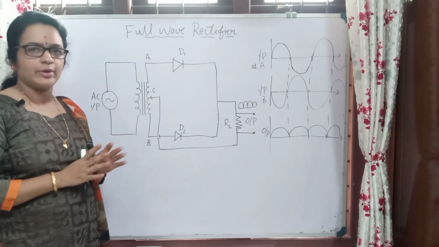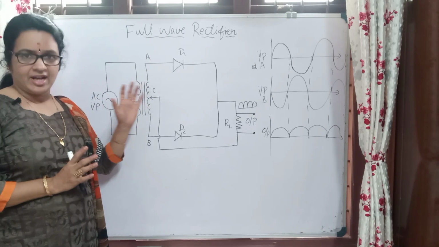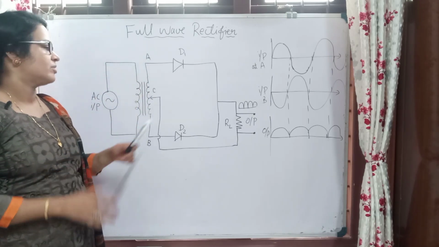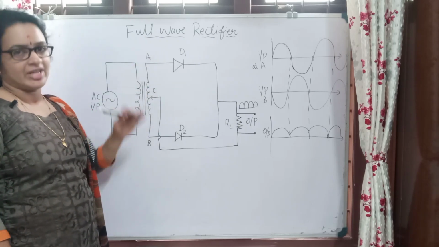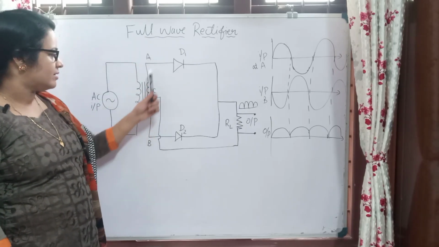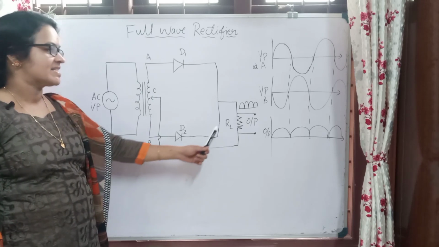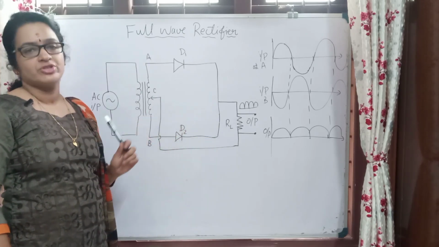So with only 4 diodes we can use the ordinary transformer. But here, instead of an ordinary transformer, we are using a center tap transformer. That is the difference from the half wave rectifier. If we are using this center tap transformer, we can see here that 3 outputs will be there.